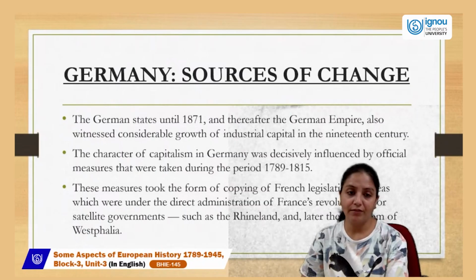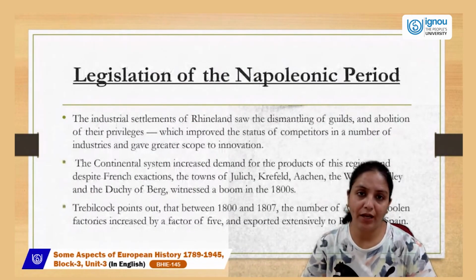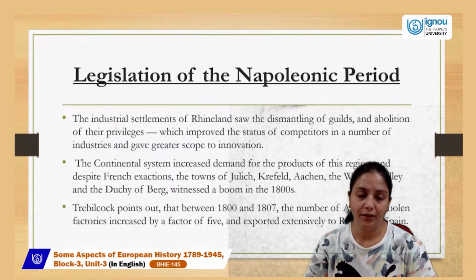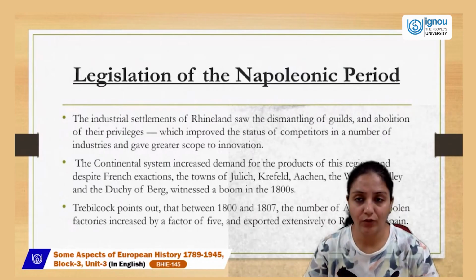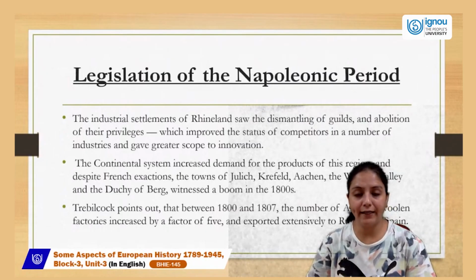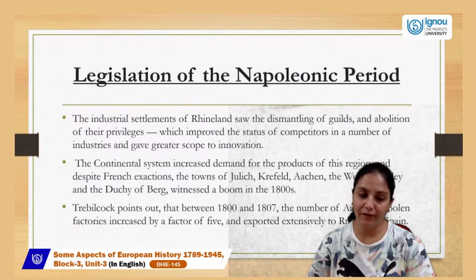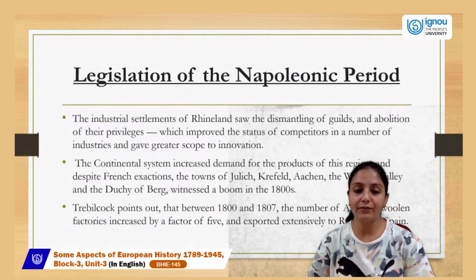They changed themselves in the German states until 1871. We have done a lot of things related to Napoleon and the Napoleonic period in our earlier units. Now, this is the time to read about the legislation of the Napoleonic period. The industrial settlements of Rhineland saw the dismantling of guilds and abolition of their privileges, which improved the status of competitors in a number of industries and gave greater scope to innovation.